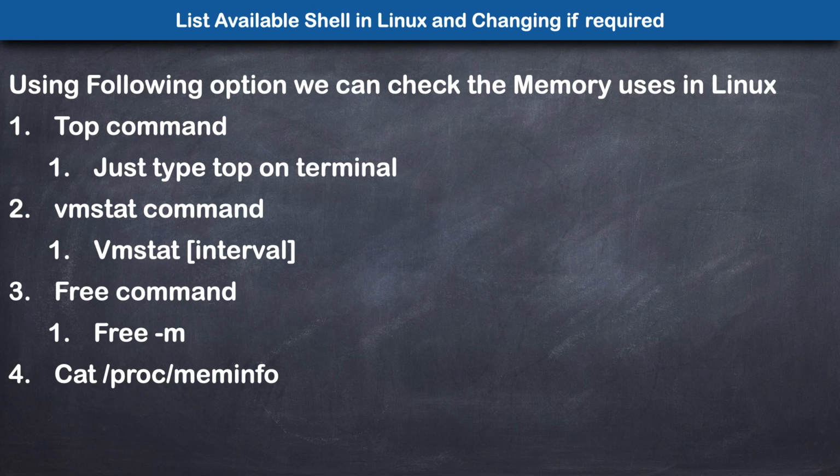And last but not the least, you can get all the information about the memory assigned to a system using the /proc/meminfo file. You just have to cat that file, and you will get the information about all the memory available or being used on a system. So these were the four options which you can use for getting information about memory.